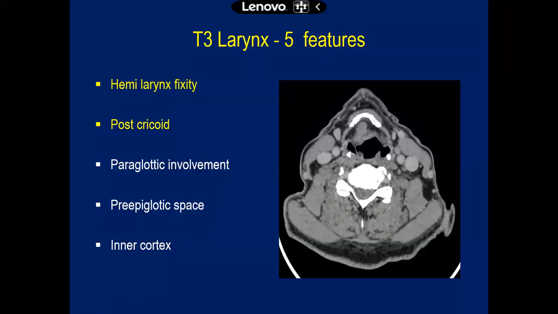So T3 larynx is T3 because of five features. Two are endoscopic, three are radiological. So why do you need a CT scan? Because the hemilarynx fixity and the post-cricoid involvement are mainly endoscopy findings. The paraglottic fat, the pre-epiglottic space involvement, the inner cortex are mainly radiological findings. So hemilarynx fixity and post-cricoid involvement you can make out from an endoscopy. The paraglottic space involvement, the pre-epiglottic space, inner cortex are mainly CT scan findings.